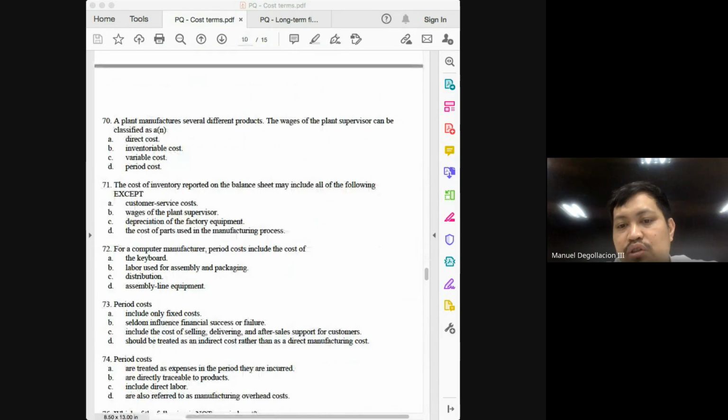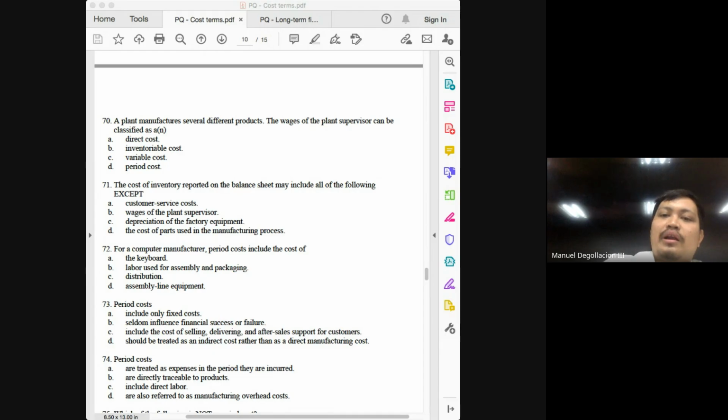70, a plant manufactures several different products. The wages of the plant supervisor can be classified as... it will be difficult to trace it to the product, especially if you have several products. So that will not be a direct cost, but definitely still part of the production process, so that can be inventoriable. And normally, class, the salaries or the wages of the plant supervisor would not be variable but fixed, regardless of the level of production. Period cost, no, it can be capitalized, or it will form part of your cost of inventory. So the answer for number 70 would be bravo.